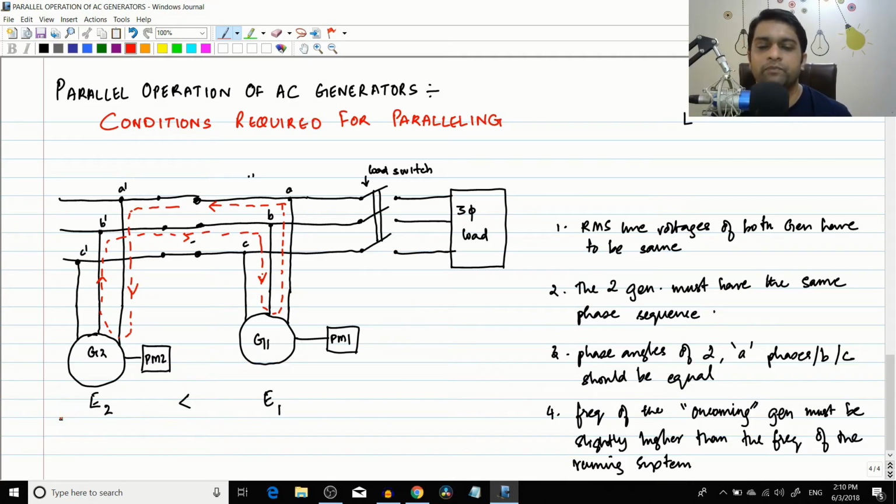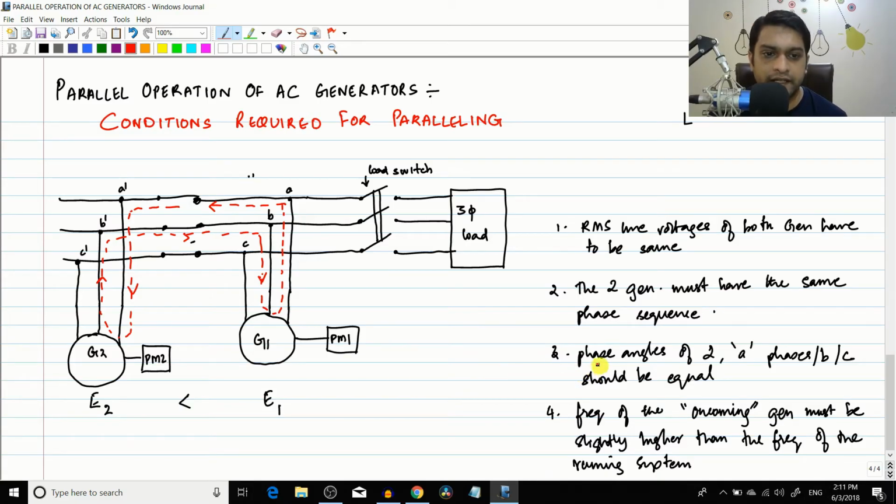But usually these kinds of damages do not occur, because there are protective mechanisms to prevent all these things. But if every time you try to sync the generator, the protective mechanisms trip off the generator, then you will not be able to do the parallel operation. So even though the generators might not get damaged because of the protective circuits, you will not be able to parallel the generators if the voltages are not exactly the same.